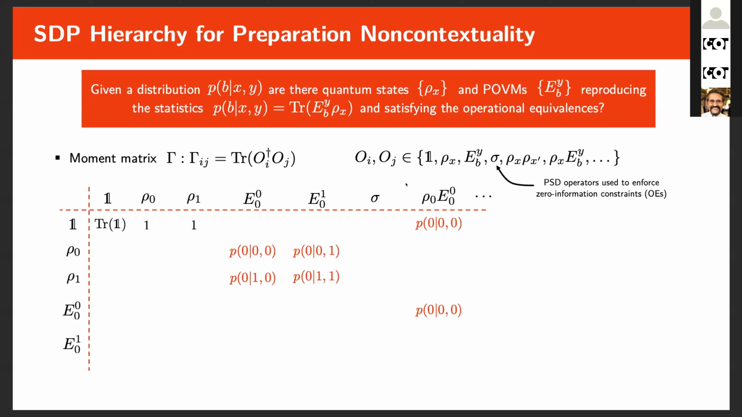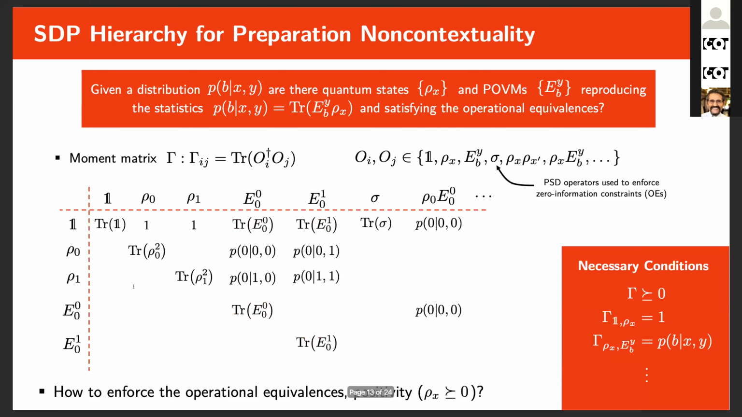We can fill in some values, but in general, most of the matrix, we don't know what the values are. So we have a lot of unknowns, but we have some structure that says, okay, some of these unknowns are equal to each other, for example. So we have this matrix with many variables, some fixed values and some constraints, and kind of a fundamental result in these SDP hierarchies is that these moment matrices have to be positive semi-definite. So this already gives us some necessary conditions for the existence of a quantum model reproducing the statistics.